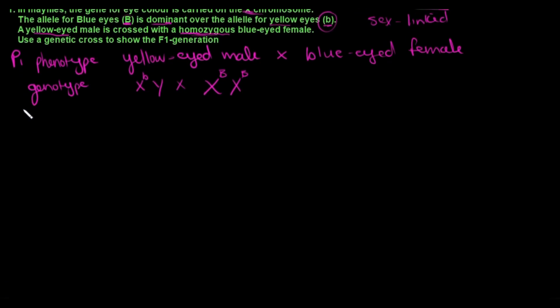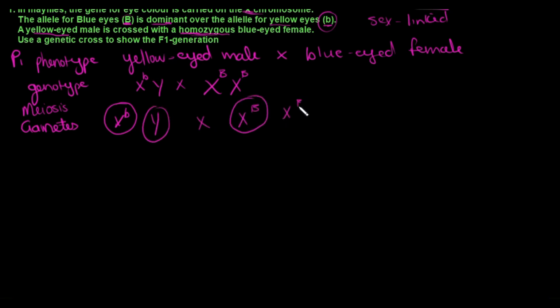Next would be meiosis, and then gametes will be formed because we have gone through meiosis. If you don't understand this, go check out the videos on meiosis. This is a monohybrid cross, so the gametes are nice and easy to get to. There we go. Now that we have the gametes, we can go into the process of fertilization.